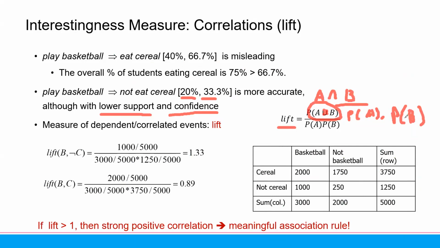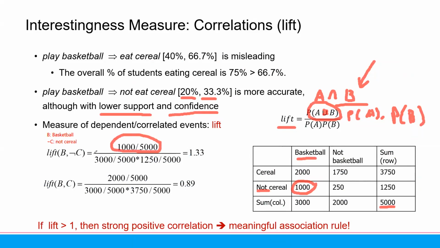So let's see the example. I want to check the lift of B and not C. What is the meaning? B here means basketball. Not C means not cereal. What is the lift of basketball and not cereal? So first we check the intersection. What is the intersection? Basketball and not cereal. We have 1000, and we divide by the total data, which is 5000. So 1000 divided by 5000. We got this one.